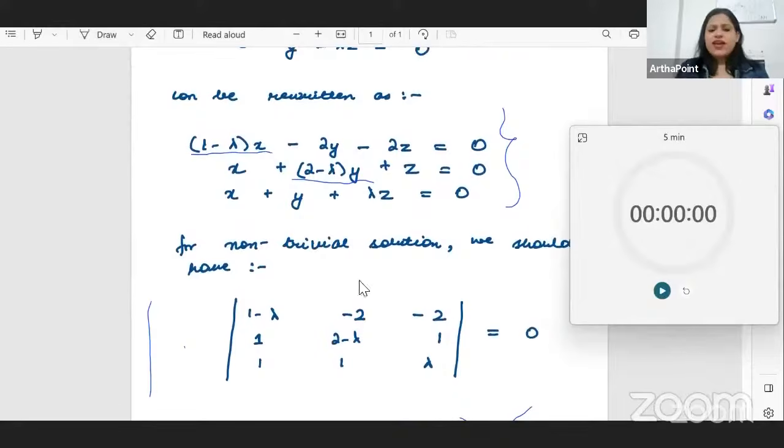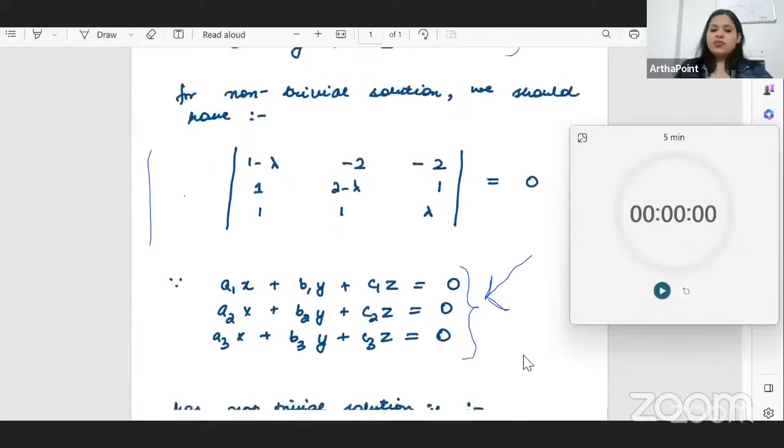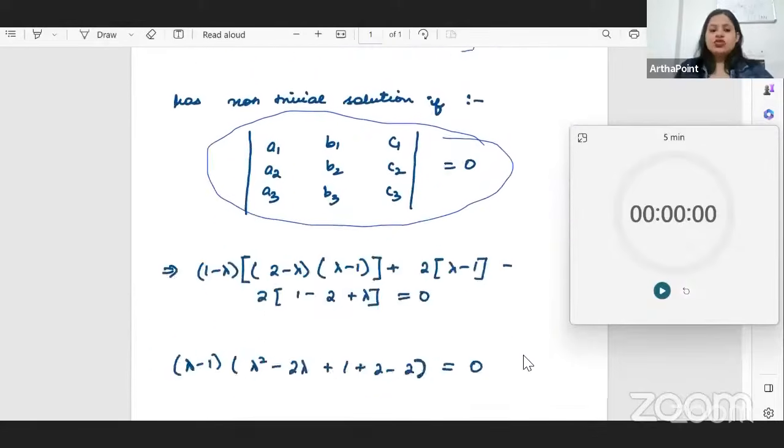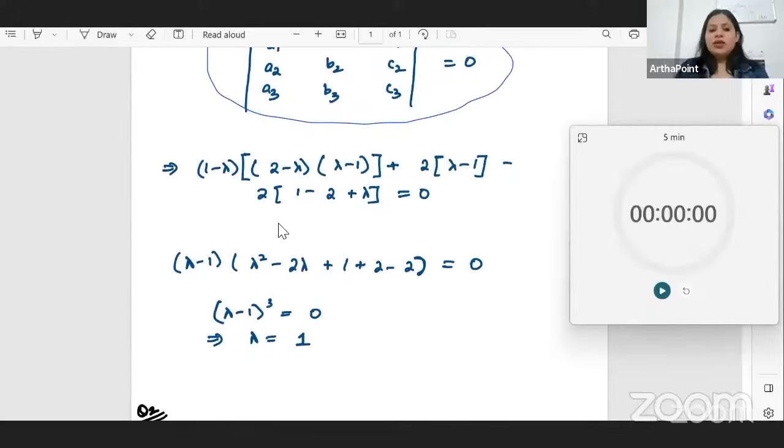So you just have to find the determinant, beta, and equate it to 0. Now it's very simple, just solve for the determinant. This is how you can find the determinant of the matrix and equate it to 0. When you do that, you will get lambda minus 1 whole cube equal to 0. So lambda's value will be 1.